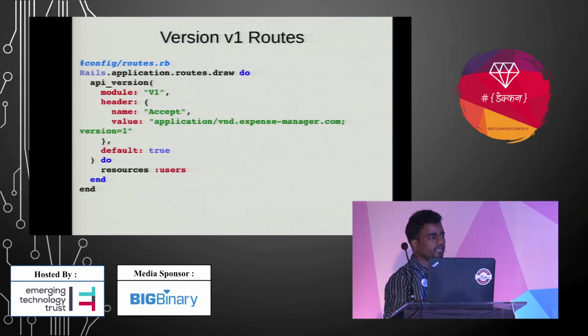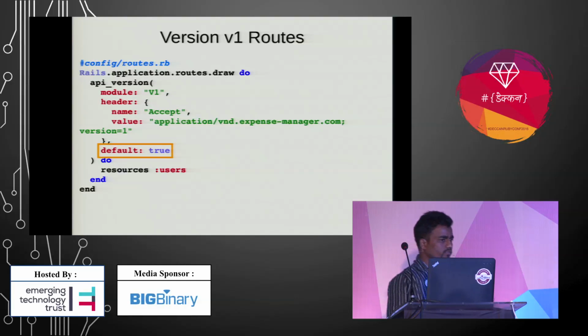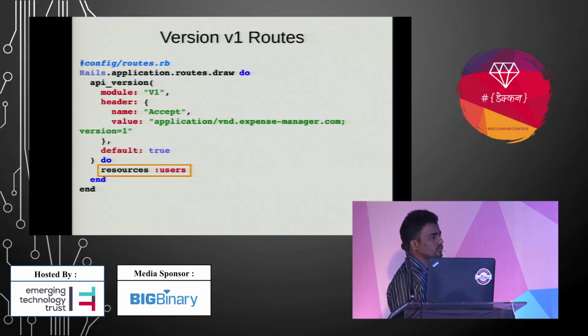So after you generate version 1 and the controller, your router file will look something like this, where it got constrained by module v1 and header name with version 1. And the next key thing, if you notice, there is a default true option. It's not default; you have to add it explicitly, whenever you want to serve all your API requests using this version as the default version, whenever your client does not pass any specific version to your APIs. And the resources for version 1 go here.